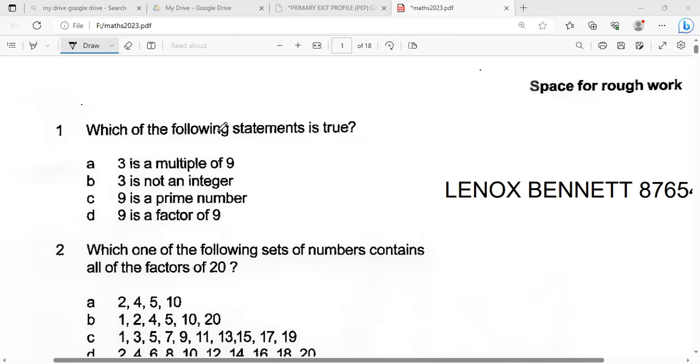So it says, which of the following statements is true? 3 is a multiple of 9, that is not true. 3 is not a prime integer, that is not true. That is true. Which of the following statements is true? 3 is a multiple of 9, that is not true.